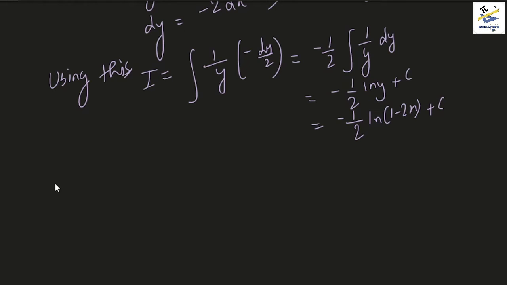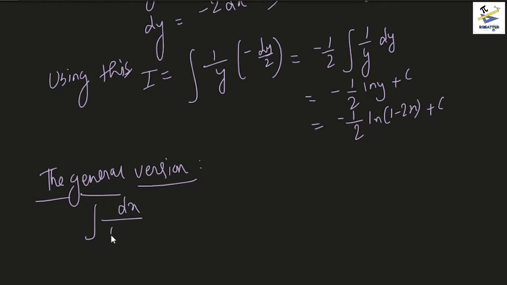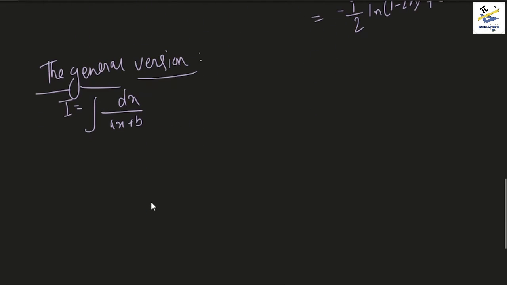So the general version for this type of integral is dx by ax plus b, and you can evaluate it. So let us name it as I. Substitute y equals ax plus b.